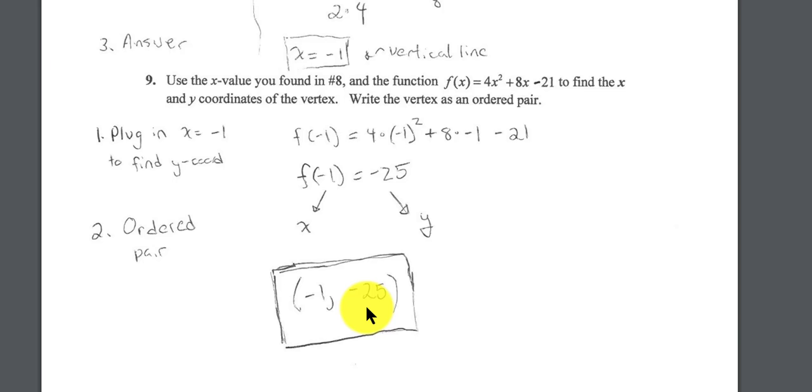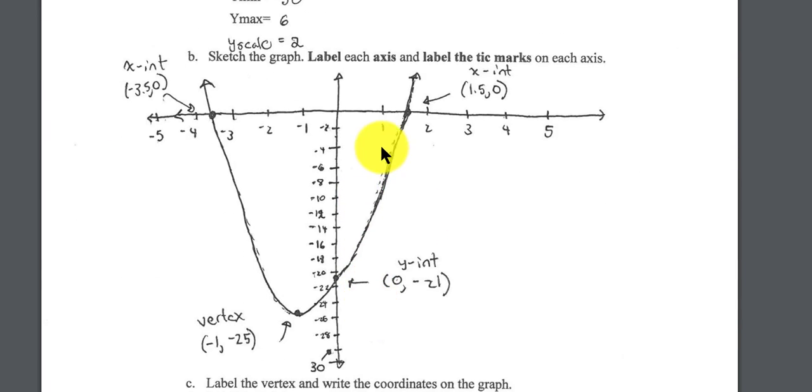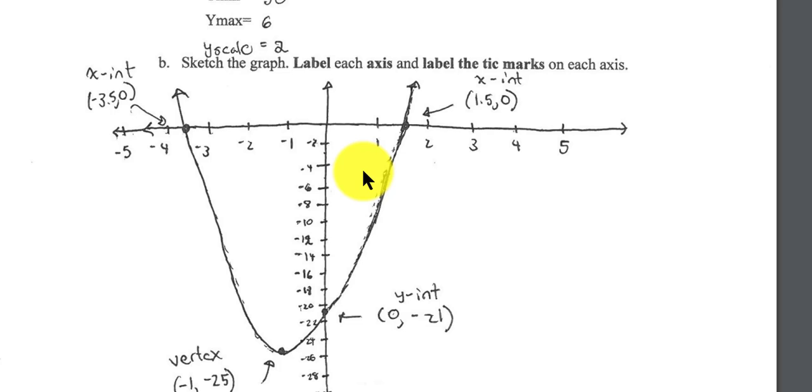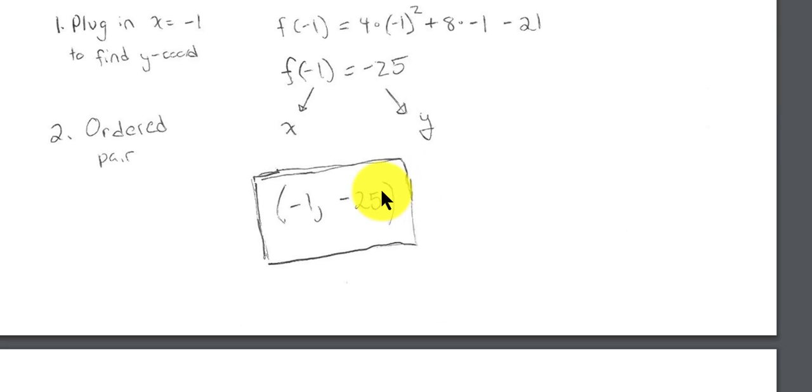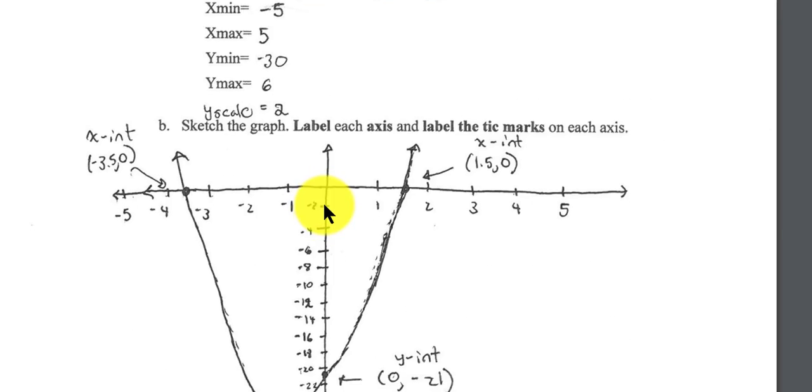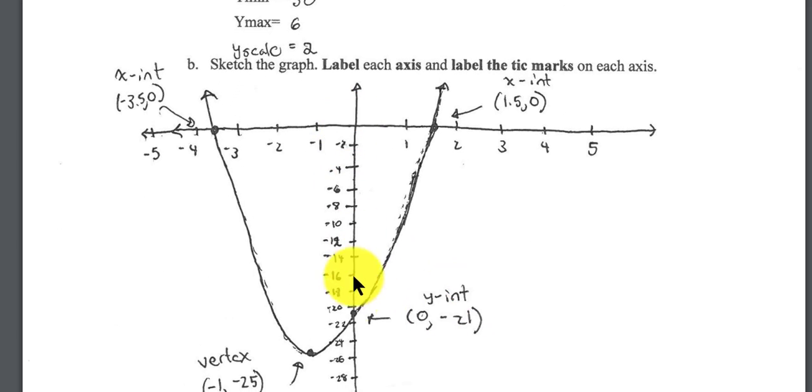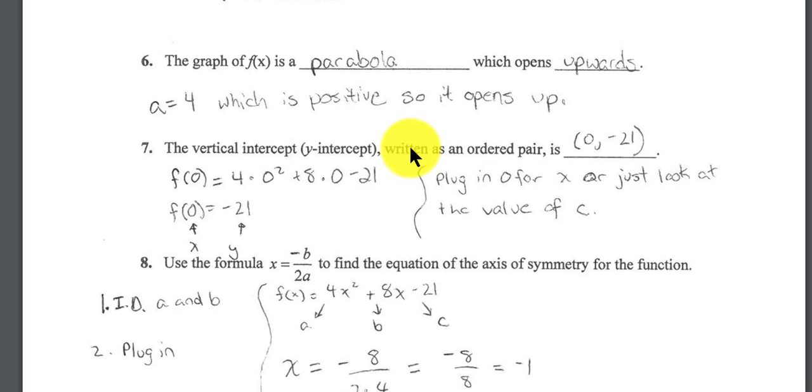So when I look at the graph, the vertex is the min or max value of your parabola. So here's my parabola. The minimum value is down here at -1, -25. Right? That came from this problem. Okay. The y-intercept is where we cross the y-axis, 0, -21. That came from question number 7.